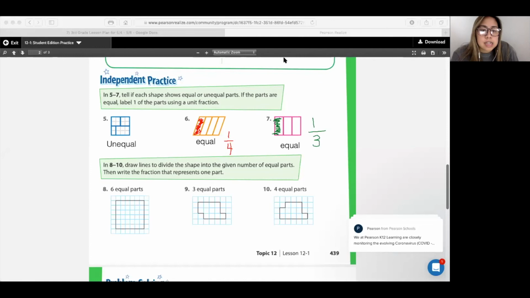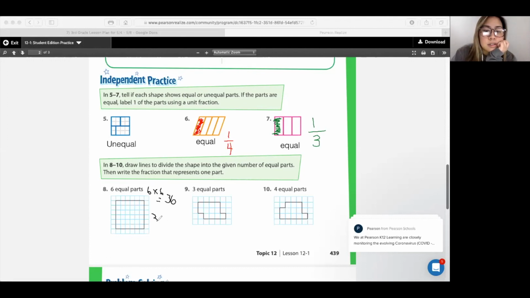Okay, so in 8 to 10, draw lines to divide the shape into the given number of equal parts. So in number 8, we need to divide the shape into 6 equal parts. Another way we can do this, we can use division to make it a little bit easier. So what we can do is find the area of this shape. We know that this is 6 times 6, so the area of the shape is 36. And we need to equally divide 36 into 6. So do 36 divided by 6.